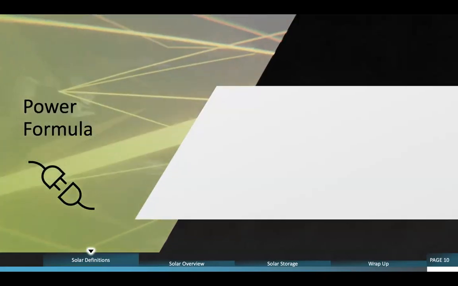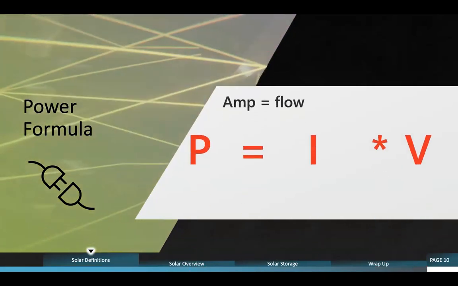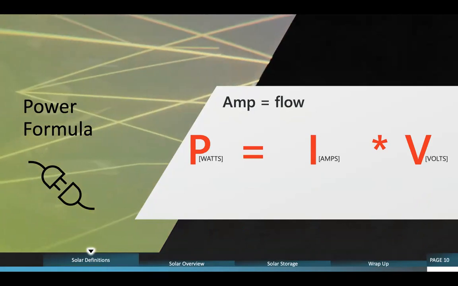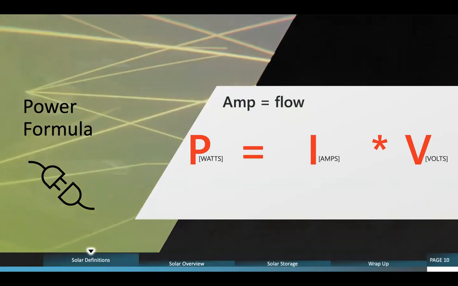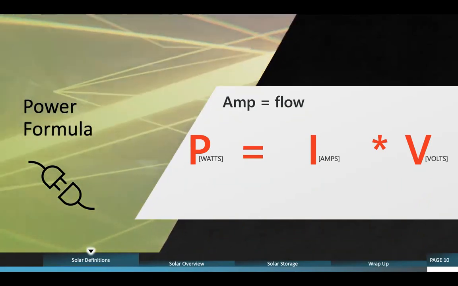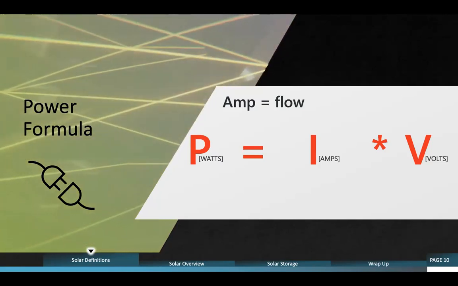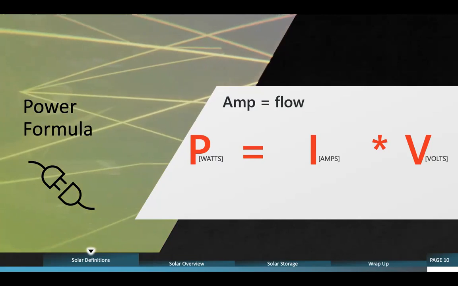In order to find out the wattage, we have to use a power formula. Amp equals flow. P equals watts, I equals the amps, times the volts. So we use volts times amps in order to get the wattage.